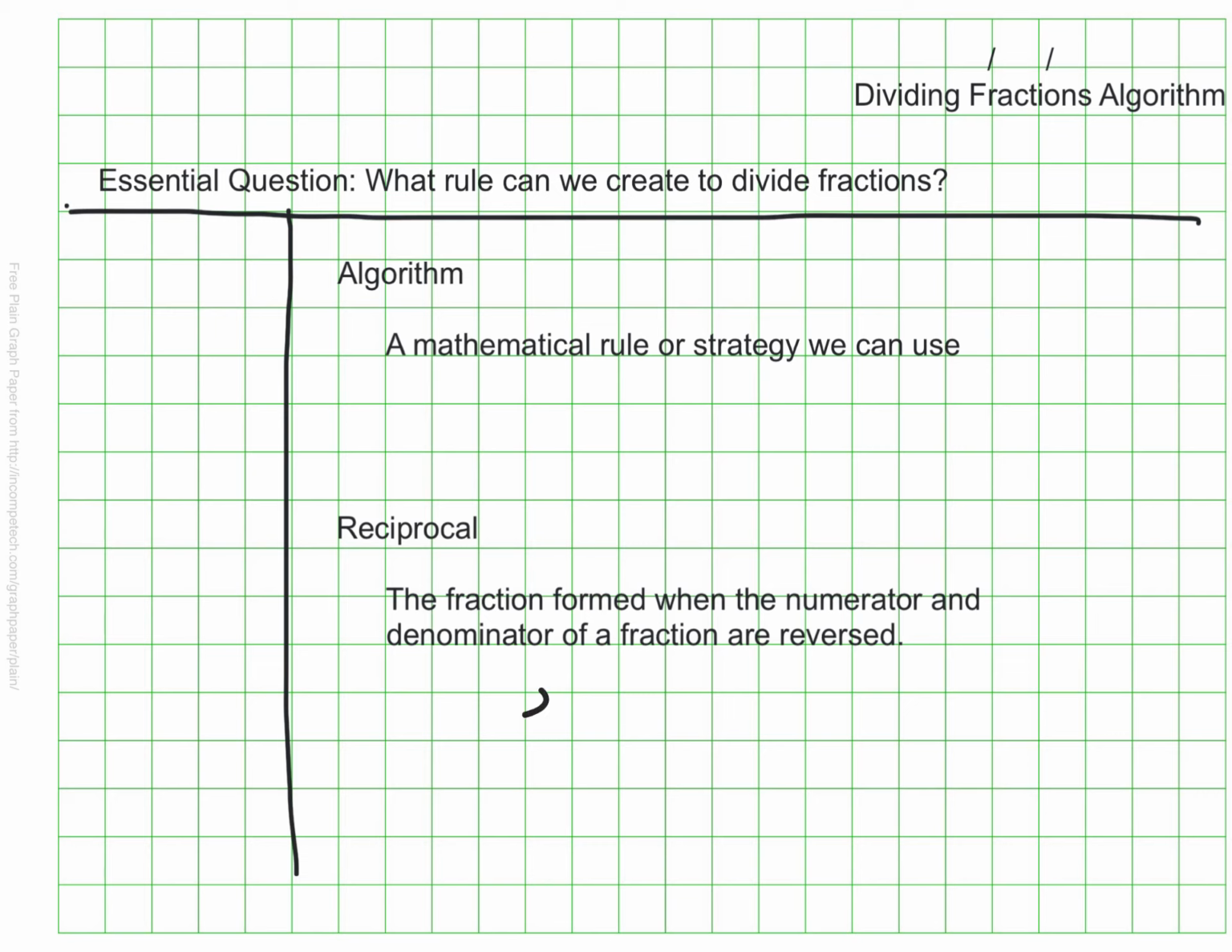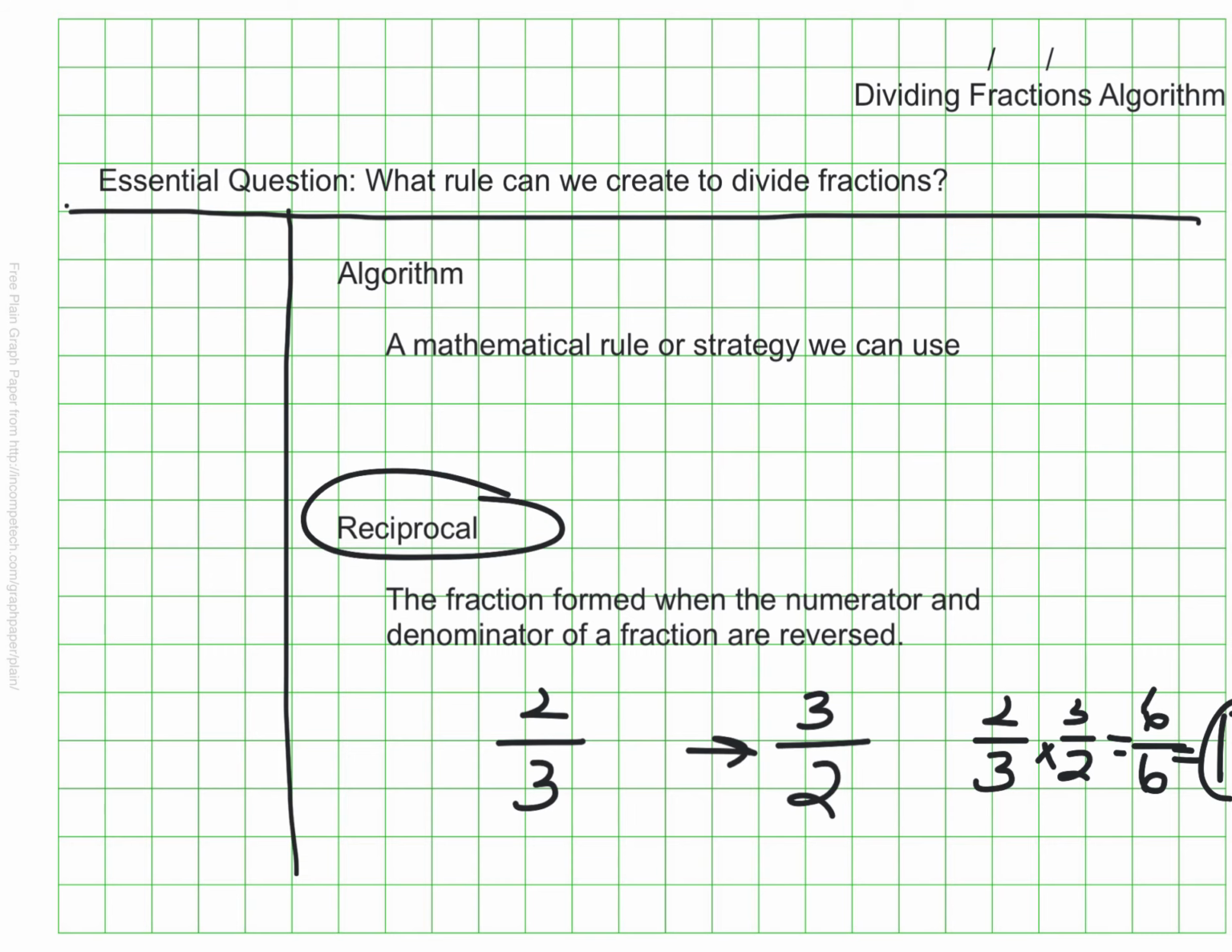For example, the reciprocal of 2/3 would be 3/2. What we want to know also about a reciprocal is that if you multiply the two together, the original fraction and the reciprocal, you will always get 1. 3 times 2 is 6, and 3 times 2 is 6. You will always get a product of 1. So that's something we need to keep in mind as we work on creating this algorithm, right? The key word is going to be reciprocal.